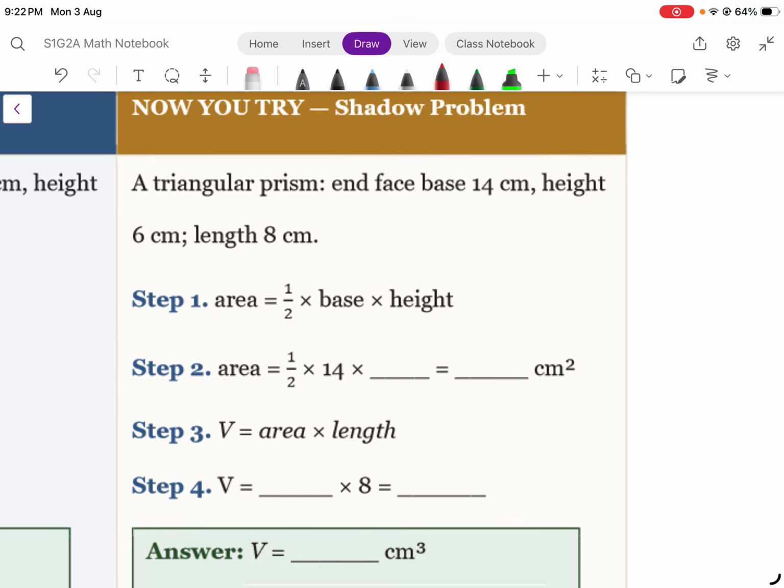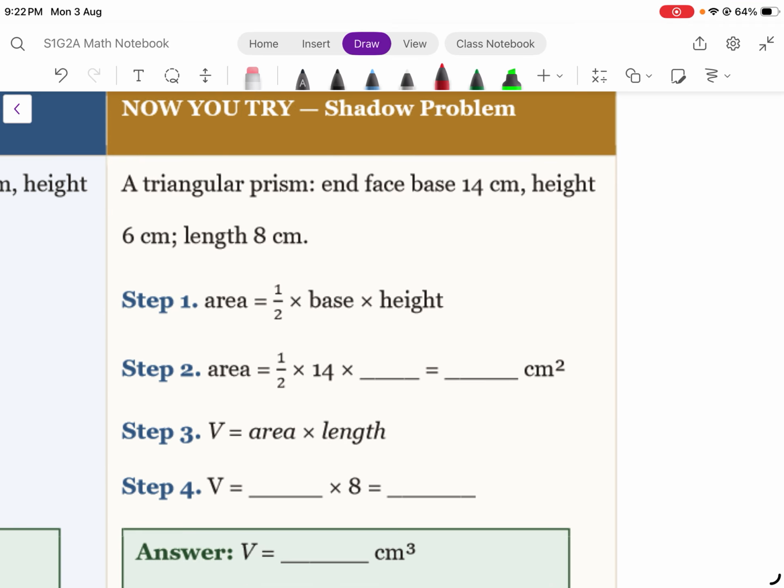What if we have something similar? We have a triangular face with base 14 cm, height 6, and the length is 8. We want to find the volume, so first find the area of the triangle: half times 14 times 6. This is the area of the triangle.